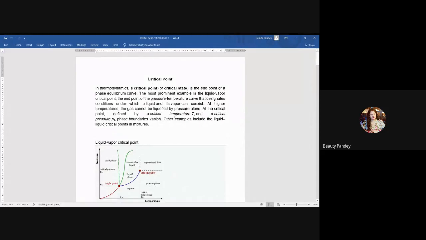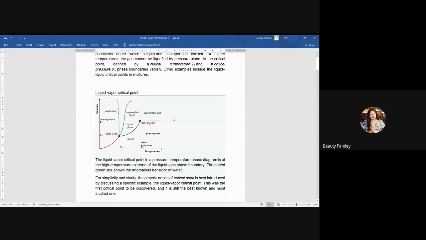So this figure you are able to see? Yes, ma'am. Now I want to discuss a little about critical points and critical temperature, pressure, volume, liquefaction, and all those things.